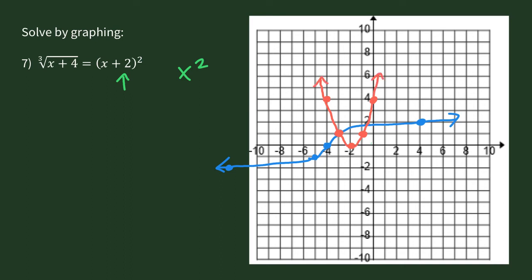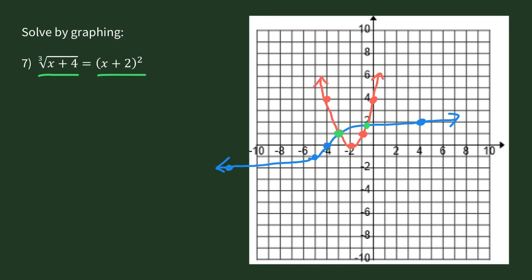Okay, I still have to solve. All I did was graph so far. The solutions are where the graphs intersect, where they equal each other, because that's what the equation is saying. It says, when does this cube root of x plus 4 equal x plus 2 squared? So I'm going to put those in green, this point here, and the other one is not an exact point. I'm going to have to estimate right there.